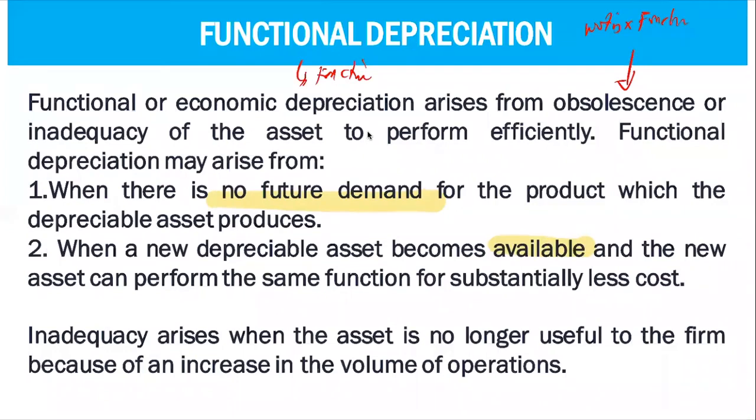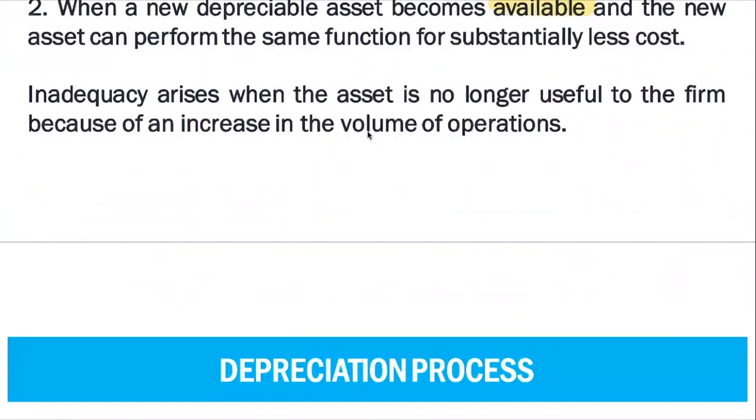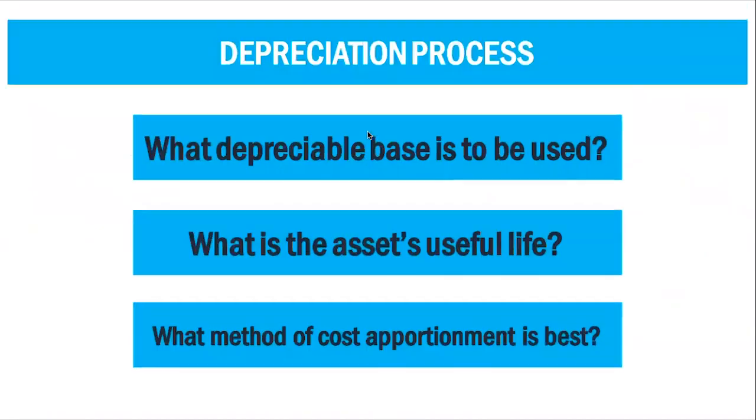So physical and functional depreciation. Two concepts of depreciation. Physical, based on wear and tear. Functional, based on the function of the asset. If the asset does not function already based on what it used to be, then you can use your functional depreciation. So what is the depreciation process?